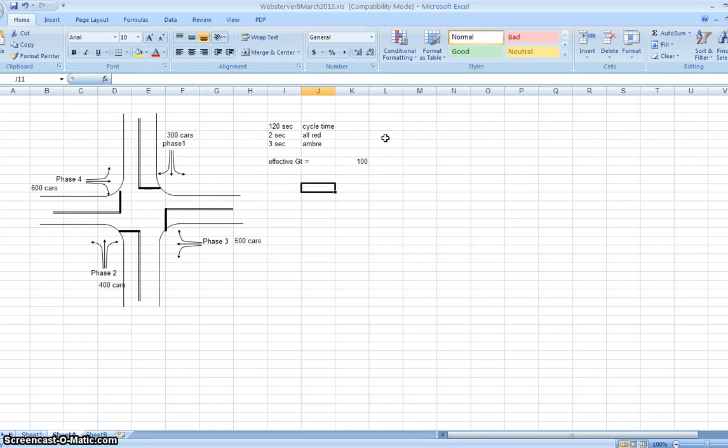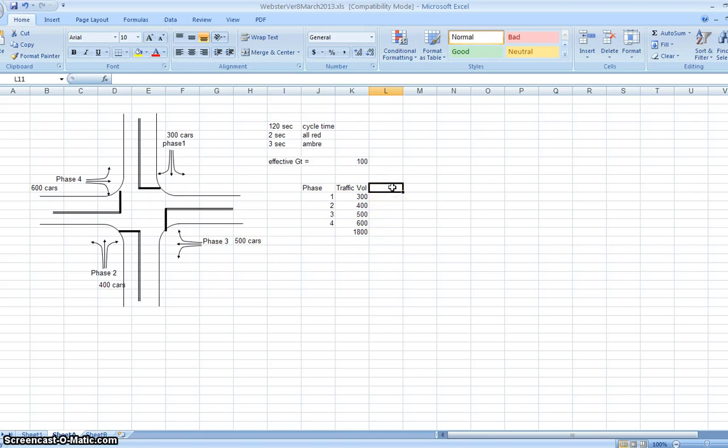So let's say now we have phases 1, 2, 3, and 4, and then the traffic volume: from the north, phase 1, 300; phase 2 from the south, 400; from the east, 500; and from the west, 600. Just forget about the textbook. How do you divide this? So the total is 1,800. So how are we going to divide the green time?